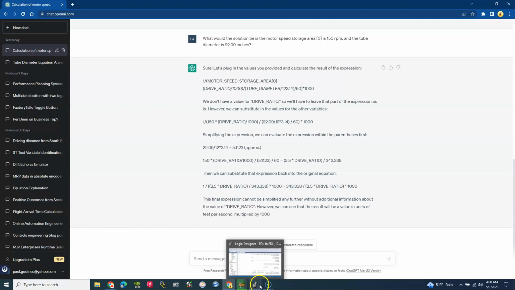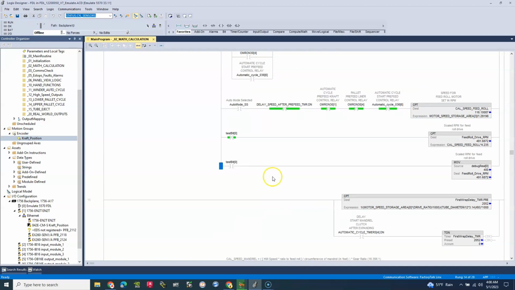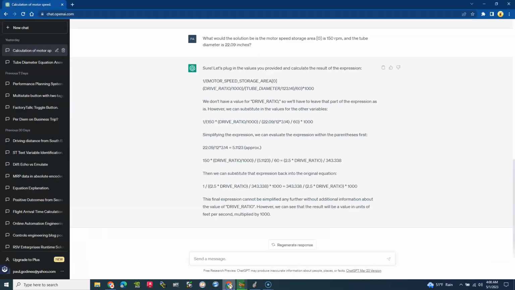Okay, so now we have some info, and we are starting to understand how we could use artificial intelligence to help us break down and understand a very complex mathematical expression. And we see how this is used. It's a compute. We have an expression here, and then we have a destination. We also have a tool that can help us break down that expression, make sense of it, and give us an accurate solution. Okay, so let's look at drive ratio.